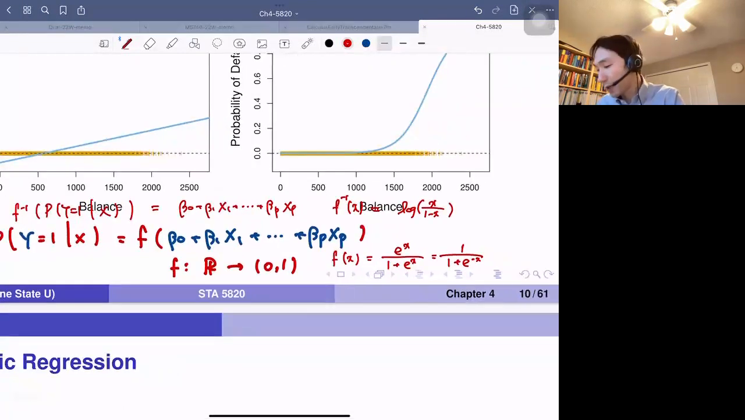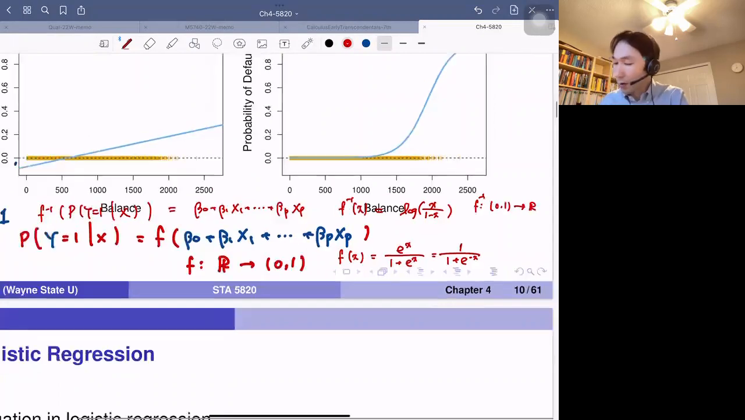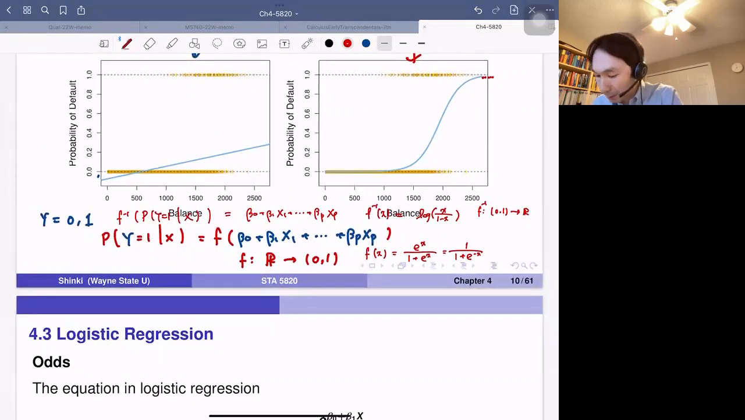If x is very small, close to 0, then the log is almost negative infinity. And if x is very close to 1, for example 0.99, then log of 0.99 over 1 minus 0.99 is log of 99, which is a large number. So this f inverse is a map from 0, 1 to R. So logistic regression formulates the relationship between x and y in this form.